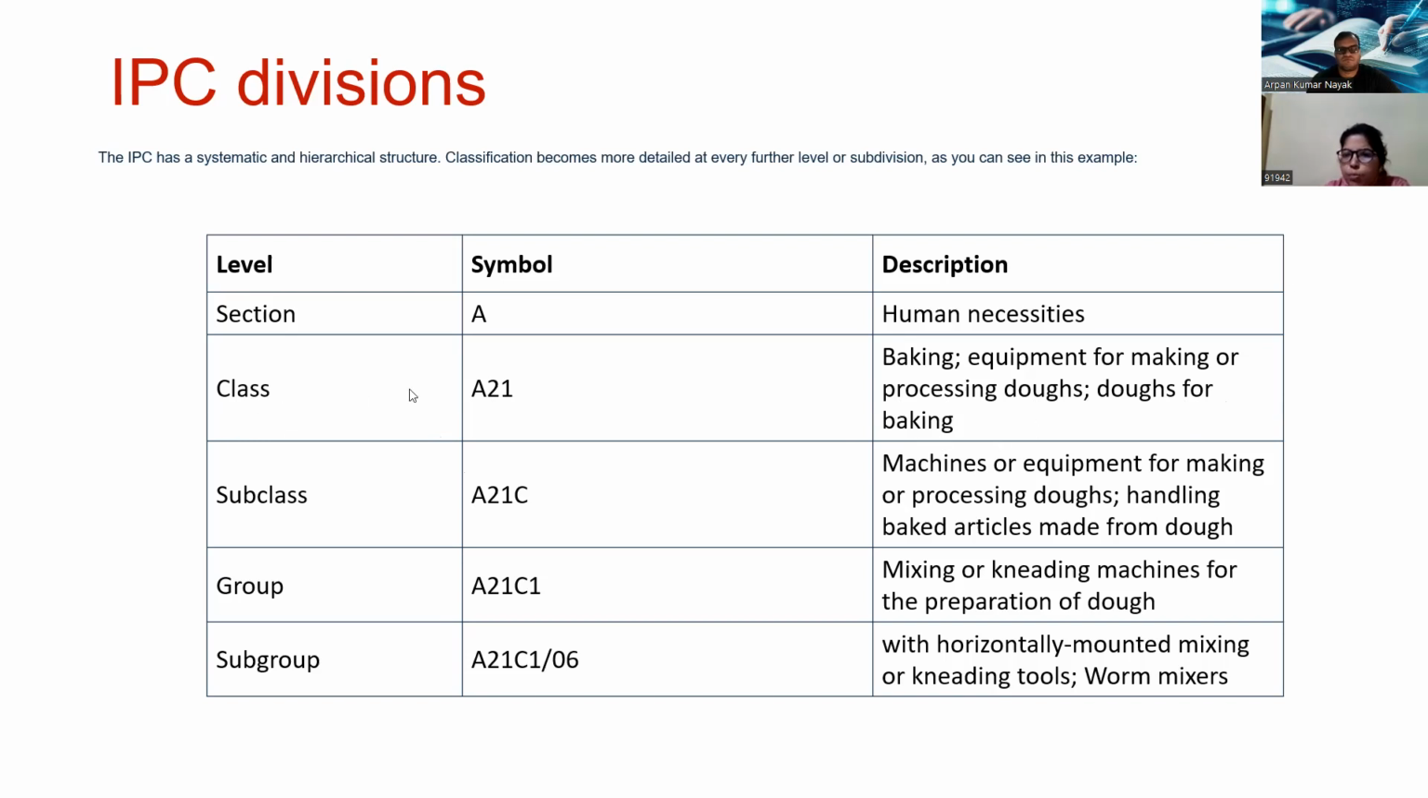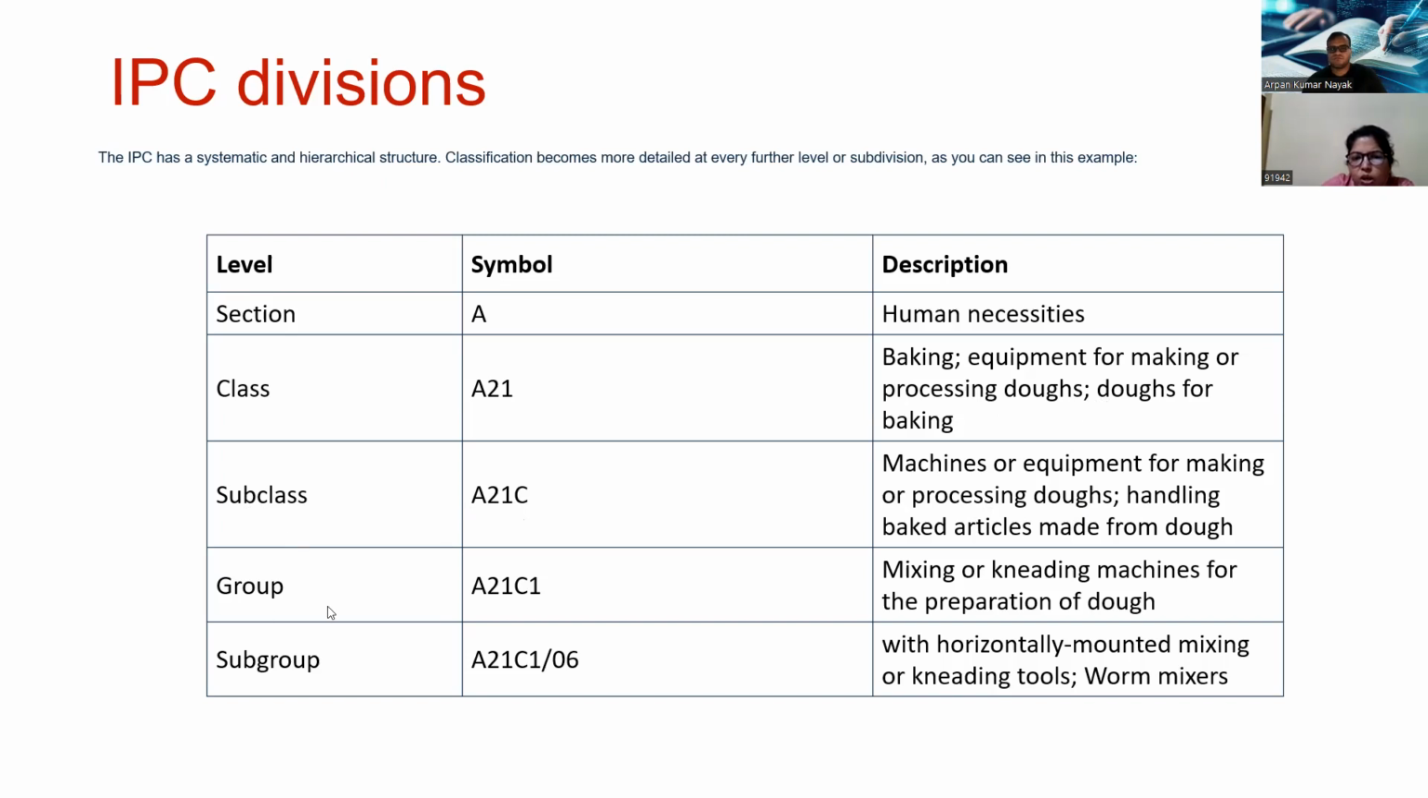But now this is a broad way. We are going for exactly what we really want. After the class, we have the subclass. You will see that the letter C indicates our subclass. And in this subclass, these are the machines or equipment for making or processing dough. First, in the class it is related to dough, but specifically it is the equipment for making the dough, which comes under the class A21C. So the subclass is denoted by the alphabet C.